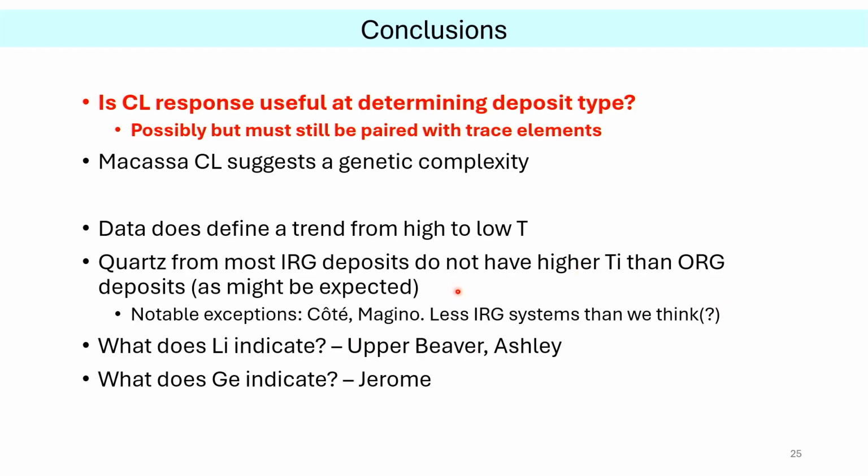And then just to point out, we do have some exceptions at Kode and Magino. So one of the things would be, why is that high titanium preserved, I would say, at Kode and Magino and not in some of these other systems? And then on a more deposit scale, we do see elevated lithium in our Upper Beaver samples and at Ashley. So what is the cause of this increased lithium? If not S-type granites, maybe local sedimentary rocks. And the same we could say about Jerome. Why the high germanium in that case?